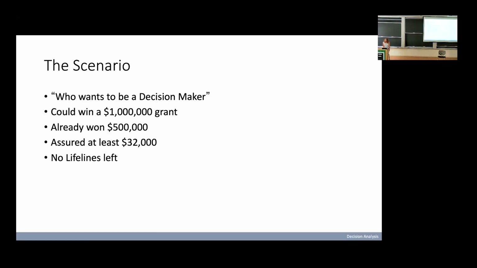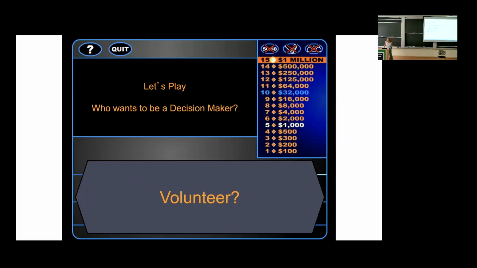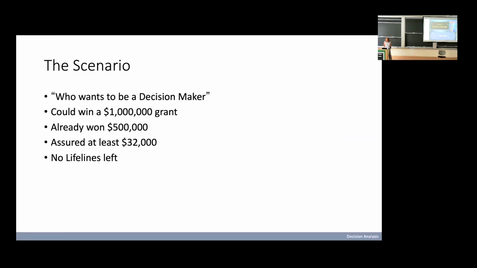But all right. So who wants to be a decision maker? So you're on the very last question. The very, very last one, okay? If you get that last question right, you can win $1 million. You already are at 500,000. If you get it wrong, you for sure get 32,000. And you have none of those 3 lifelines left, okay?